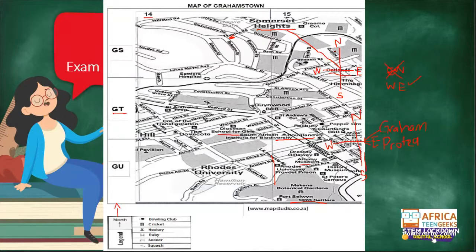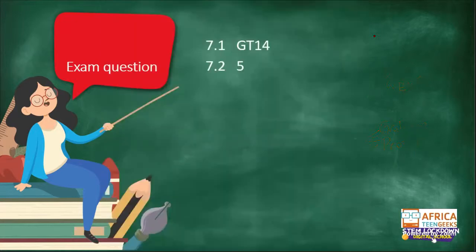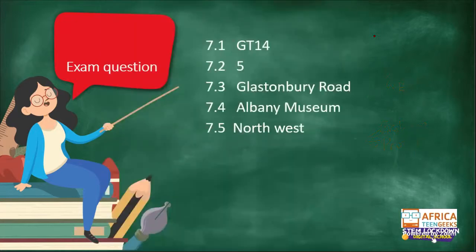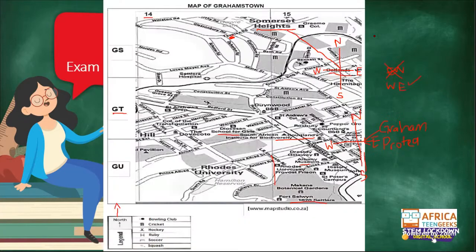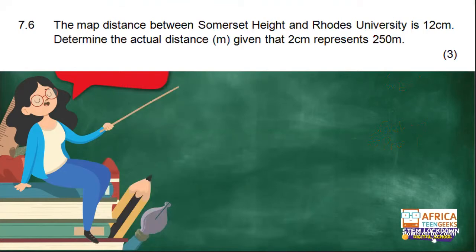Now you can see that Somerset Heights falls between north and west. So the answer is northwest. The correct answer is northwest. Okay, I think so far so simple. It's a Friday today, so I'm giving you simple questions.